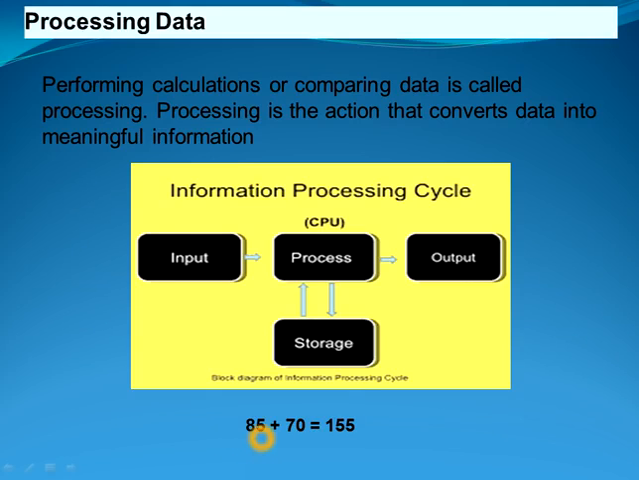Let me give you an example. For example, you want to add two numbers, 85 and 70. So 85 and 70 both act as an input for a computer, and the addition function plus is basically a processing action for a computer, and the output, which is basically 155, acts as an output after processing by the CPU.